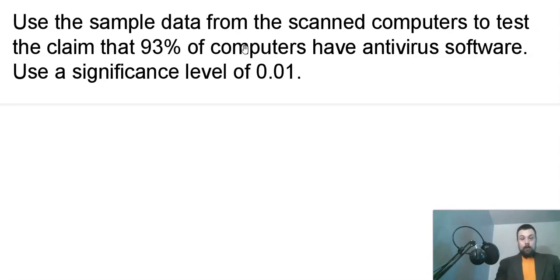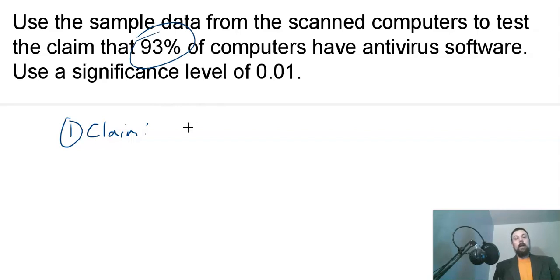All right, so start with the claim, right? So let's do that. First step, step one, the claim here, which is that 93% of computers have antivirus software, right? So that's a proportion they're making a claim about. And it's not that it's less than 93% or at least 93%. It's exactly 93%. So it's an equals to. So the claim is that the population proportion is equal to 0.93. That's the first component.